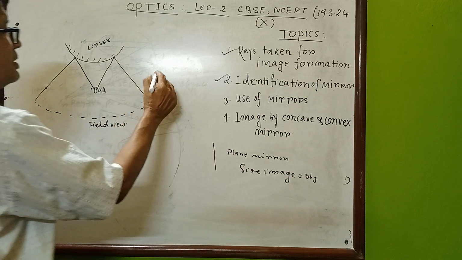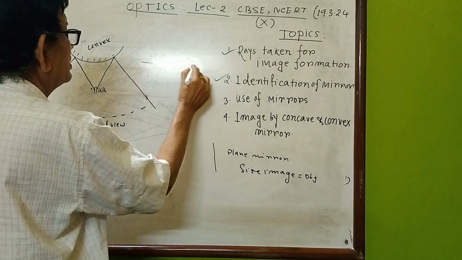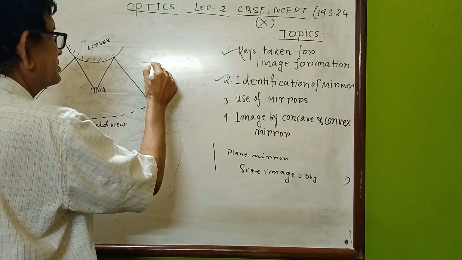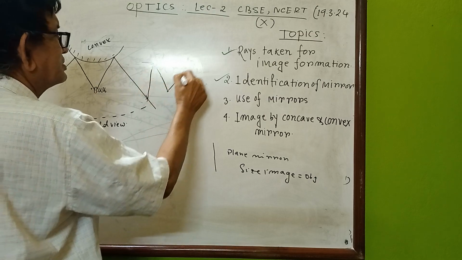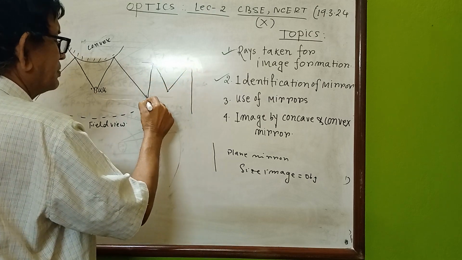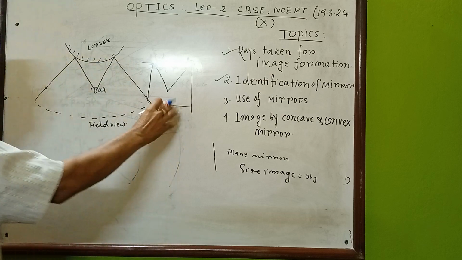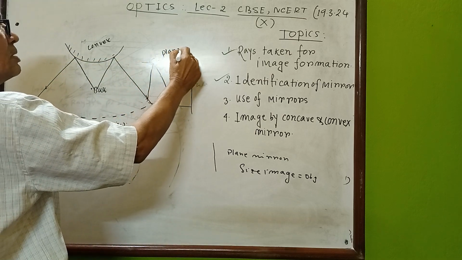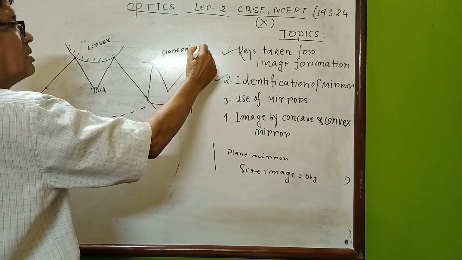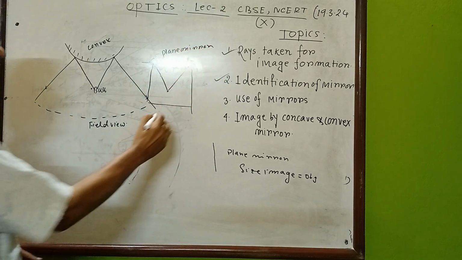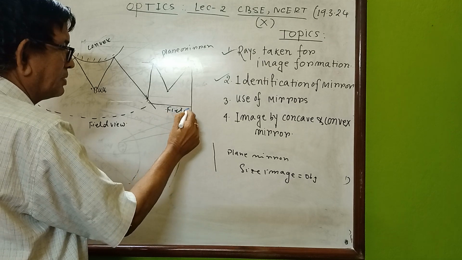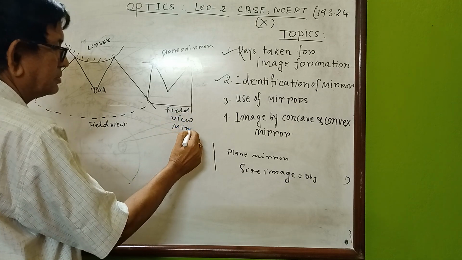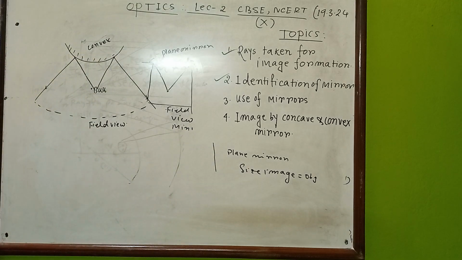But if it is a plane mirror, then this is the incident ray, this is the reflected ray, this is the incident ray, this is the reflected ray. So the field of view is less in the case of a plane mirror. It is the plane mirror. Field of view is less, minimum.